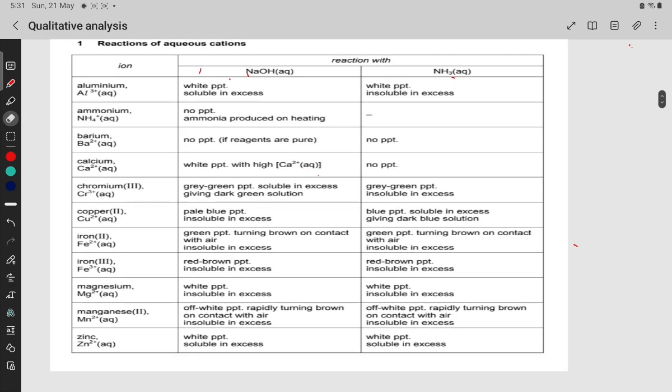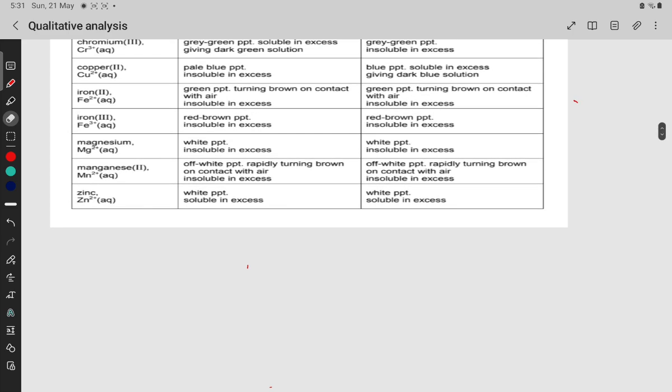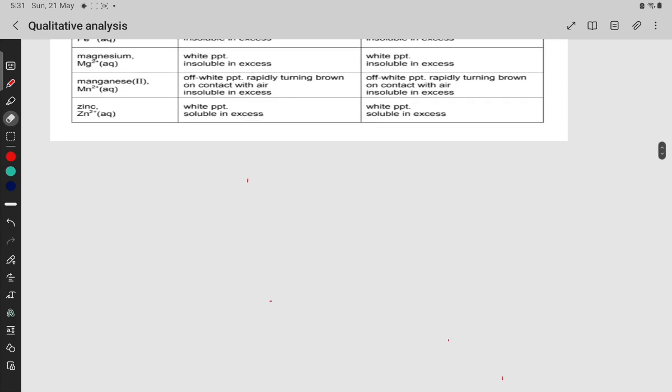So you can take help from this table or from these notes as well, but before starting the experiment you should have some points in your mind. So today I will discuss basic knowledge of cations, what you should have in your mind before starting the questions. So let's start.